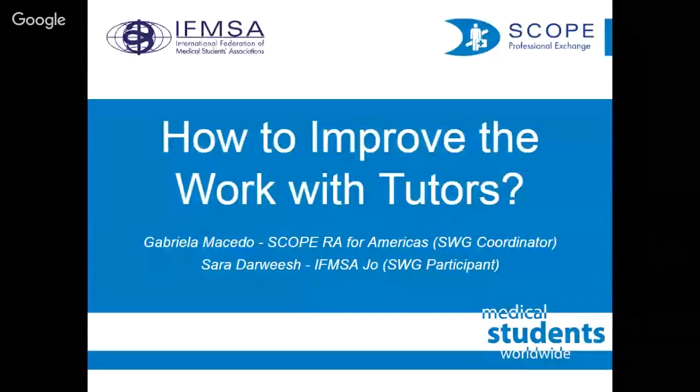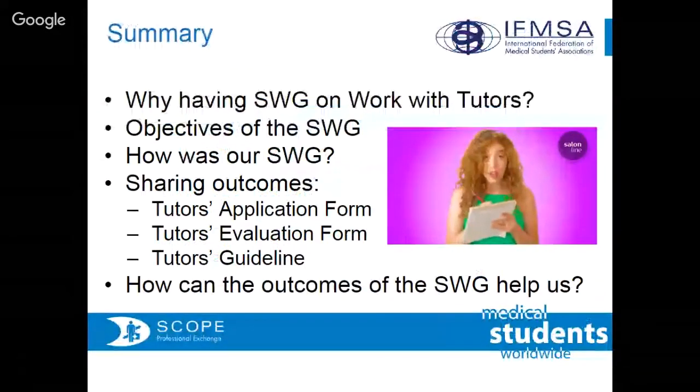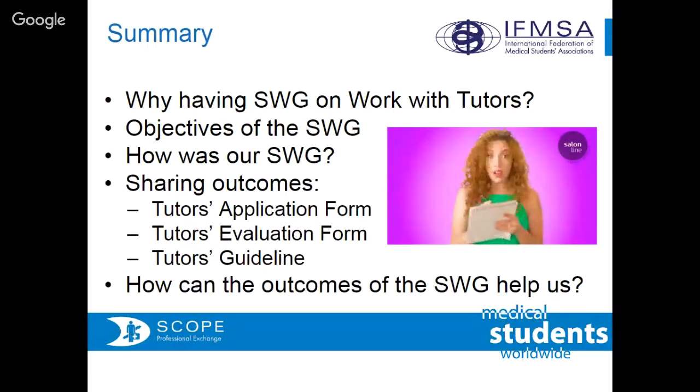Okay, everyone. So let's start with how to improve our work with tutors. A brief summary: why did we have the small working group on work with tutors? Our objectives during the small working group. How was the small working group? And then we're going to share our outcomes, which were the tutor application forms, the evaluation form, and the guidelines. The final part will be how can the outcomes of the small working group help us? And always feel free to ask questions in the chat, in the comment section.